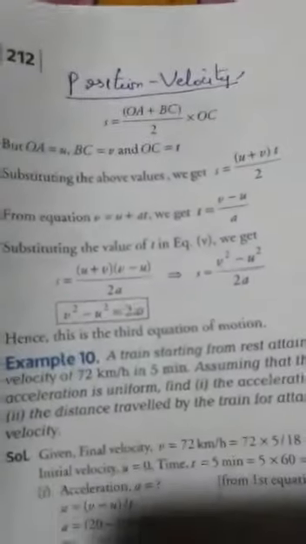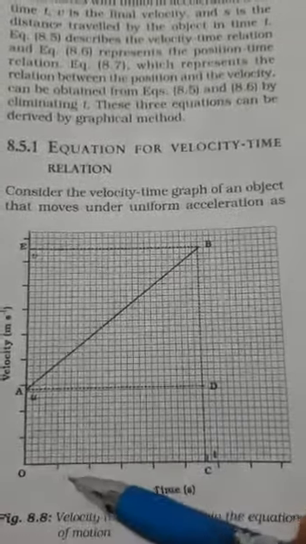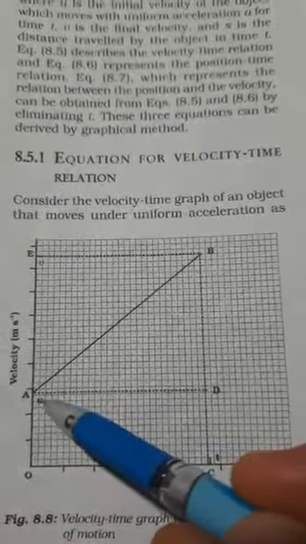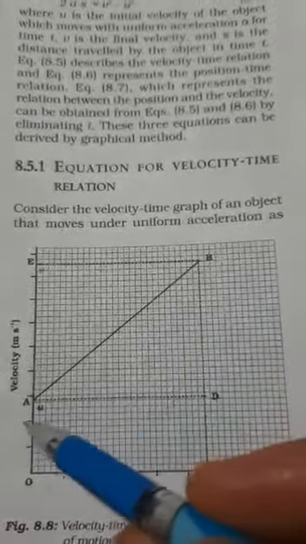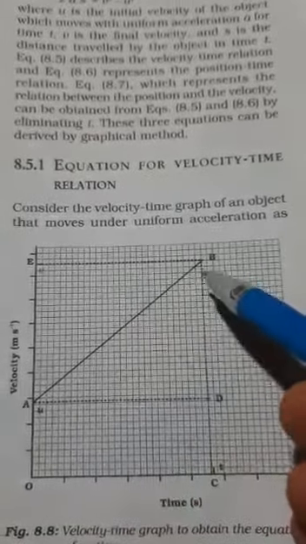Now the third relation is the position velocity relation. Again we go to the same graph that we have done. See here, we have to find the distance traveled by the object from A to B. Then we have to find the area under the line AB.